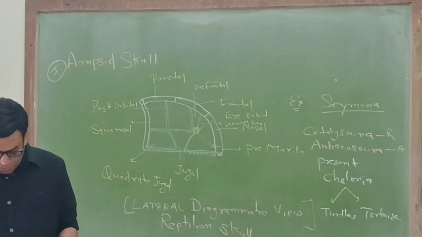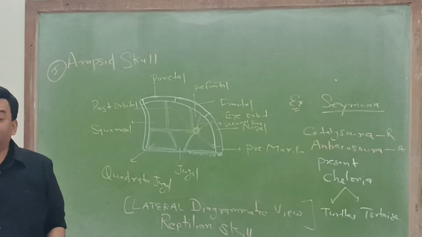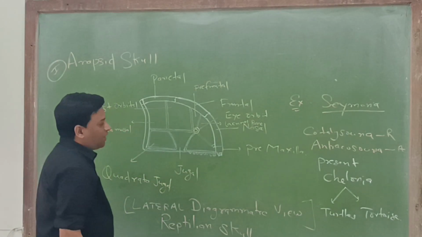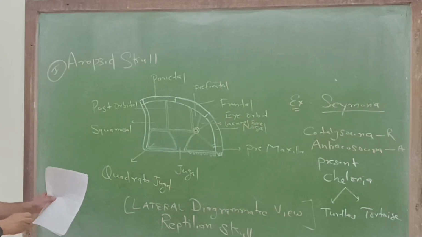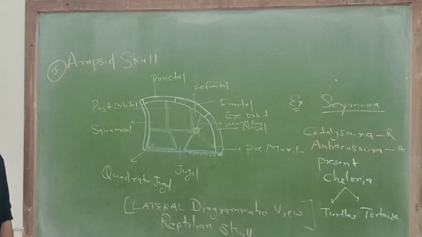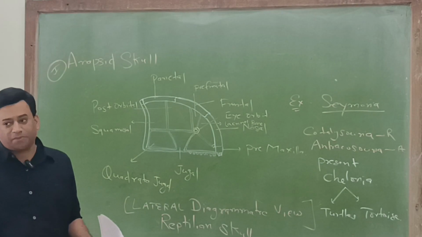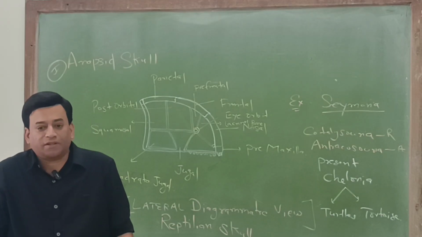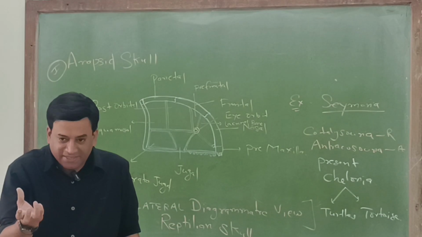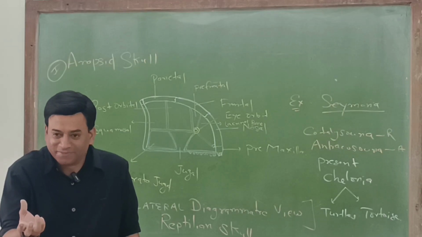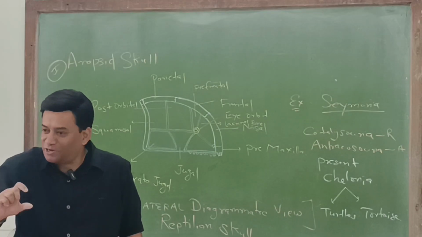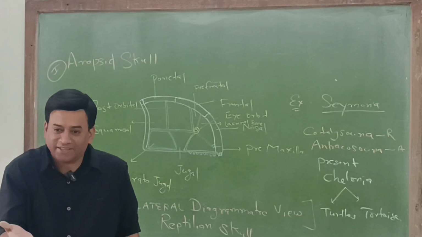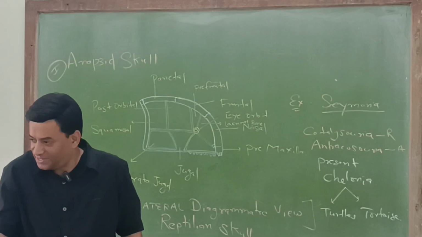Got my point? So no temporal fossa, no vacuity, no cavity, complete roofing of the skull, and this is a very solid structure, but there is no space for the muscles. If you have seen the tortoise or the turtle, it has got a small head and a long neck. Got my point? And a beak-like head. In fact, no teeth are there. They have a beak. They don't have teeth.